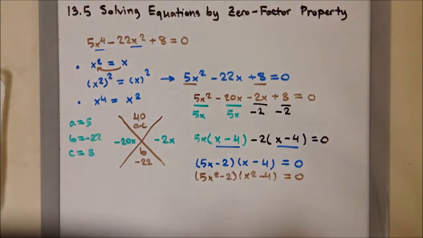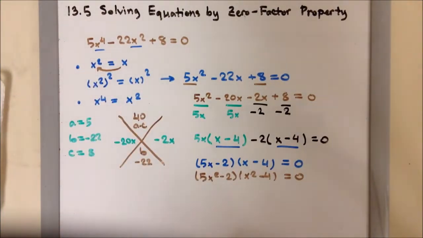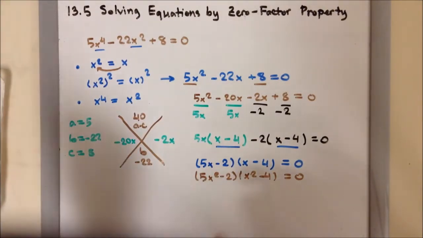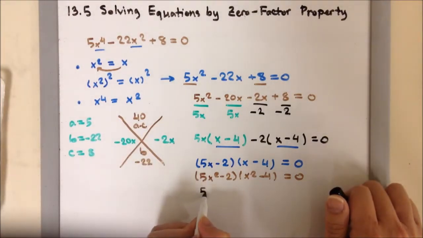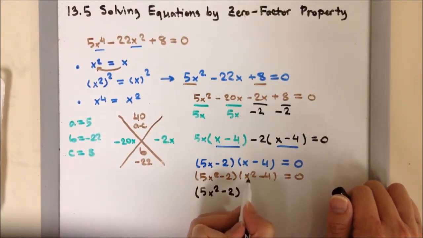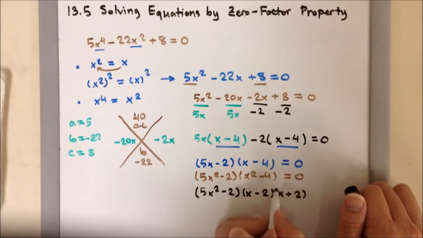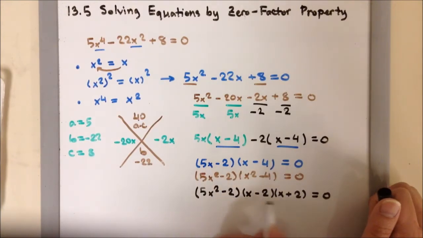So I brought back everything that were x with x squared. Now what I just noticed is that x squared minus 4 is a difference of squares, so I can actually continue factoring x squared minus 4. If I do that, this one will stay the same because there's nothing I can do about it. For x squared minus 4, I can factor it as x minus 2 and x plus 2, because again, x squared minus 4 is a difference of squares, and this is a rule on how to get the factors.